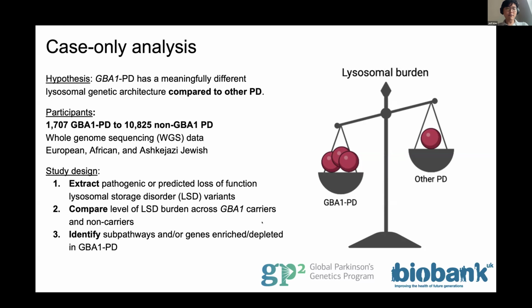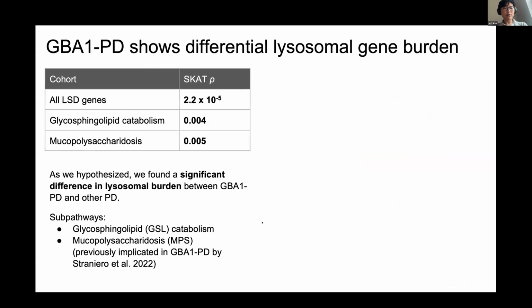And then after that, we tried to identify subpathways within the lysosomal storage disorders, or genes, that are enriched or depleted in GBA-PD compared to other Parkinson's disease patients. And first, when we look across all lysosomal storage disorders, we see a very, very strong signal of 10 to the negative 5. And just as we hypothesized, we found that there is a big difference in lysosomal burden between GBA-PD and other PDs.